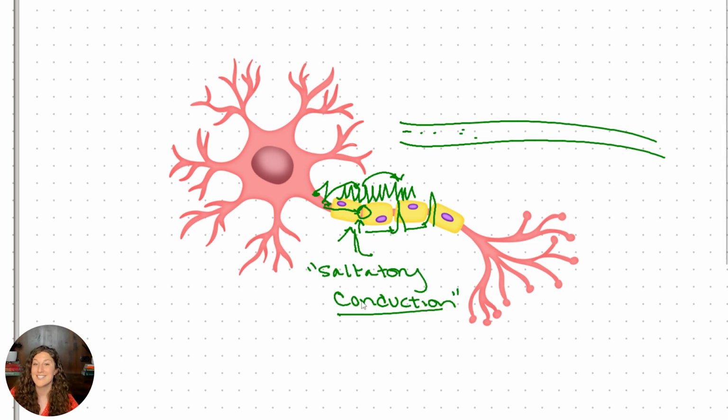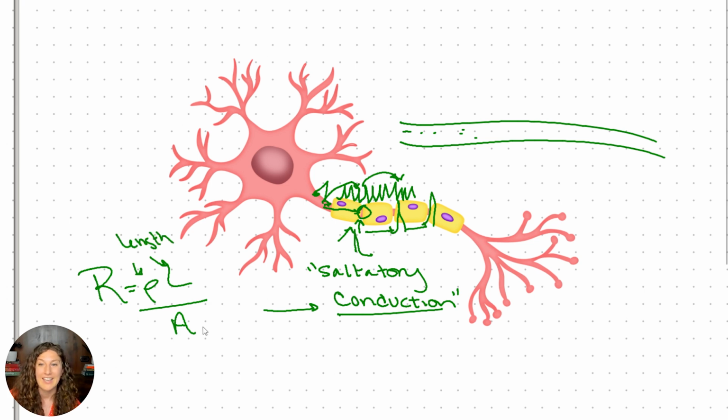Conduction meaning moving a signal, transferring a signal, and saltatory meaning jumping. Another interesting physics connection is how conduction versus resistance works. If you remember from your 4C topics, the equation for resistance is rho L over A. Rho is just the resistivity of the material, L is length, and A is cross-sectional area, right?